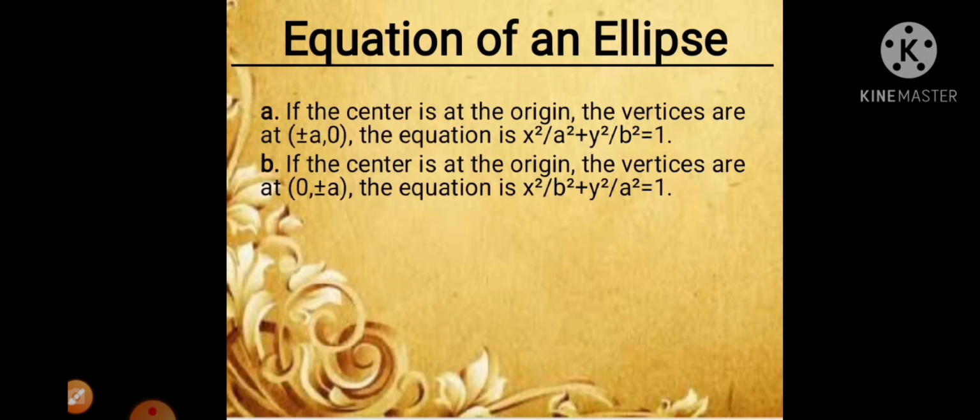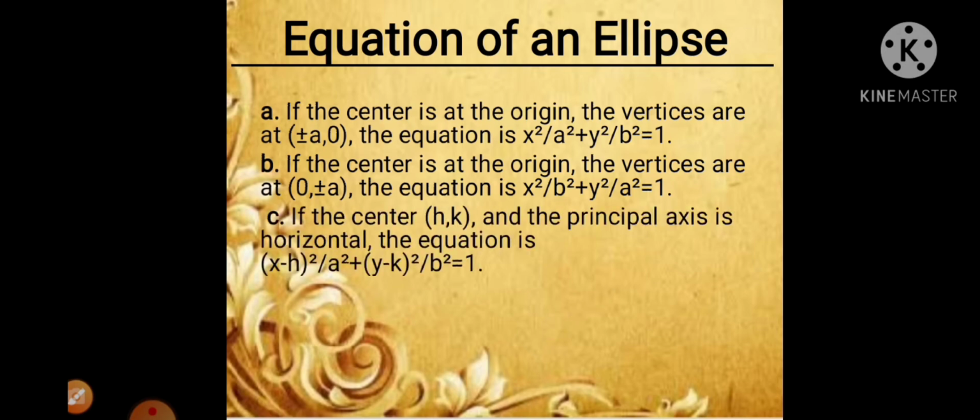Equation of an ellipse. A. If the center is at the origin, the vertices are at (±a, 0). The equation is x squared over a squared plus y squared over b squared equals 1. If the center is at the origin, the vertices are at (0, ±a). The equation is x squared over b squared plus y squared over a squared equals 1.